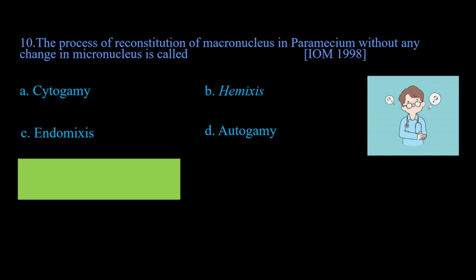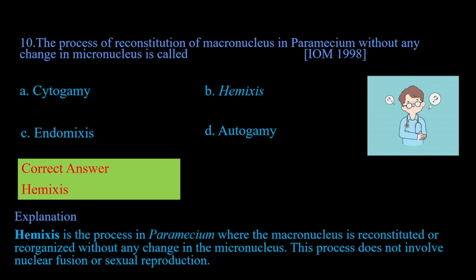The correct answer is option B. Hemixis. Hemixis is the process in Paramecium where the macronucleus is reconstituted or reorganized without any change in the micronucleus. This process doesn't involve nuclear fusion or sexual reproduction.